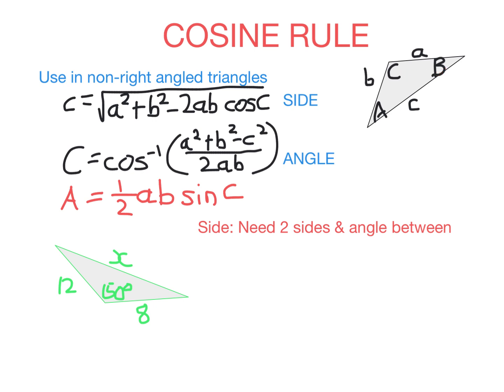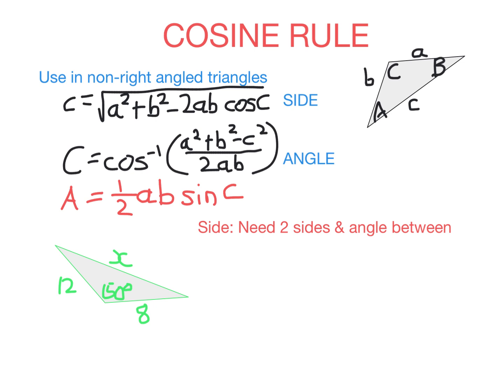All right, let's look at an example of using the cosine rule. So let's look at this triangle here. We're going to find the value of x. Now, we couldn't use the sine rule here to find x because we don't have another angle. We don't have enough information to use the sine rule, but luckily we can use the cosine rule. You can use the cosine rule to find a side whenever you have two sides and the angle between. Two sides and angle between.